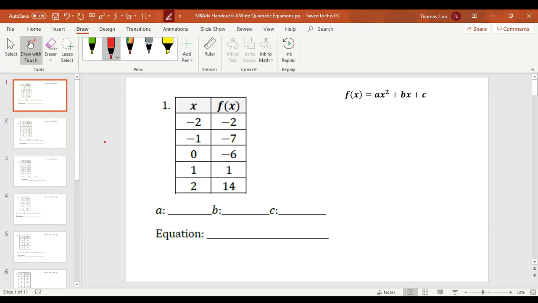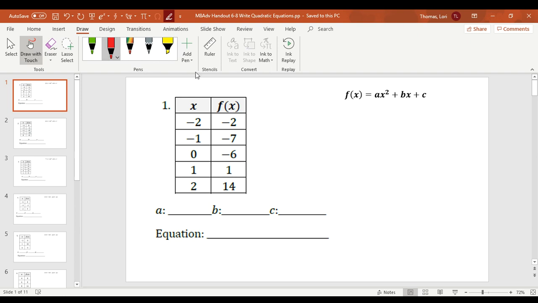Okay, for this video, I'm going to break it down into about 3 little mini videos. I'm going to work the first 3 problems and the next 3 and so forth. So these are the problems from your handout 6-8. And the first 3 problems we are going to work out, we are writing our quadratic equation in standard form.